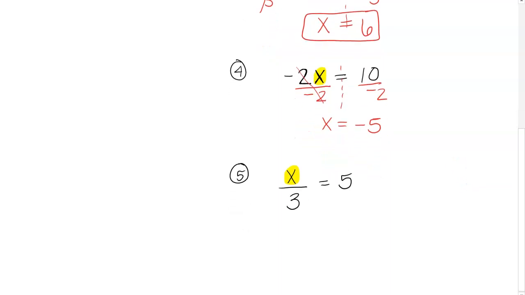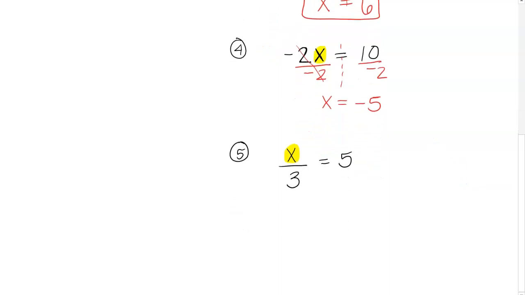Example 5. Most of us will read this as x over 3 equals 5. But we want to focus on that symbol, the fraction bar, representing division. So x divided by 3 equals 5. In order to get the x by itself, we want to undo division with multiplication. So I'm going to multiply both sides by 3.